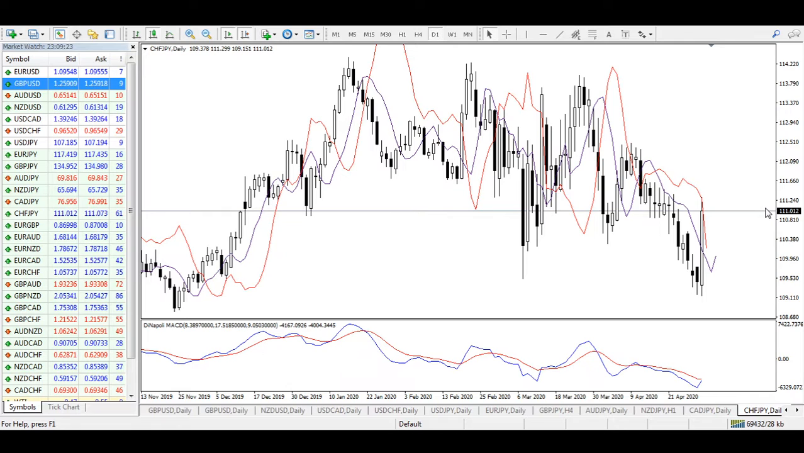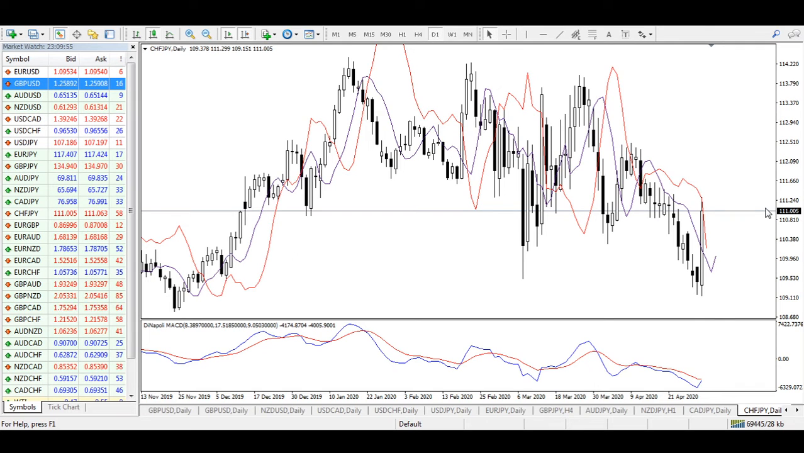So what do we have left on the table? We have left on the table the Australian dollar as the second weakest currency, and the Swiss franc as the third strongest currency. First and second are euro and pound, but we are not buying euro and pound. I have already shown you why I am not buying euro and pound.